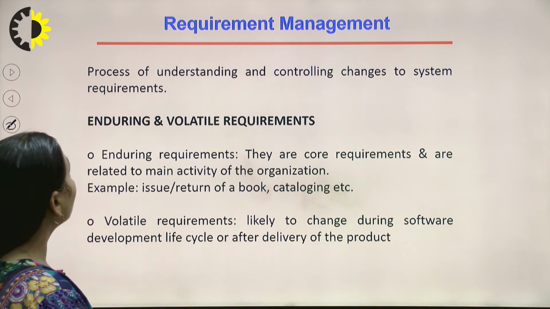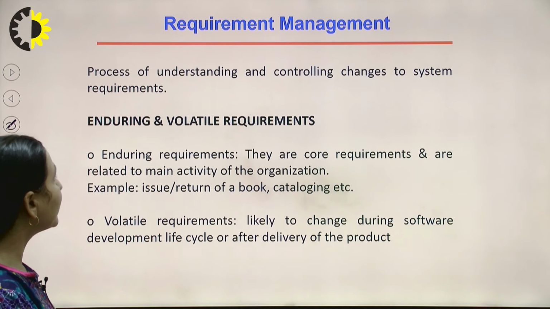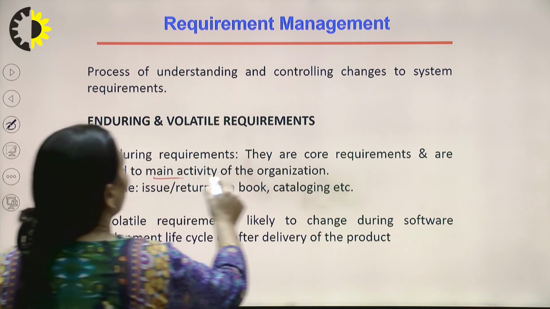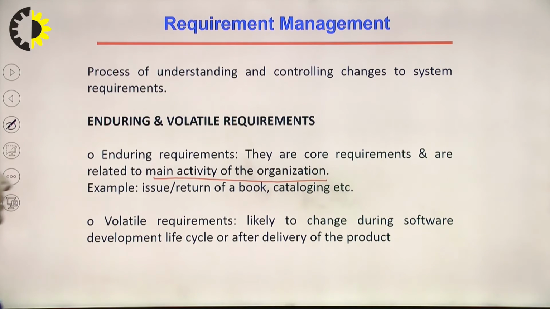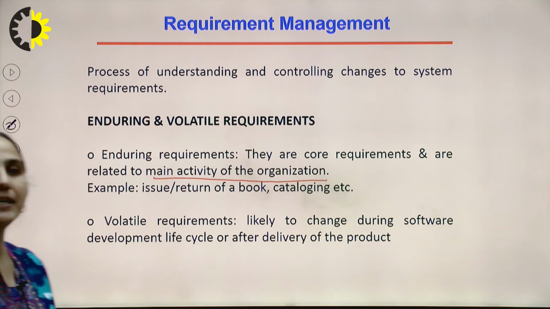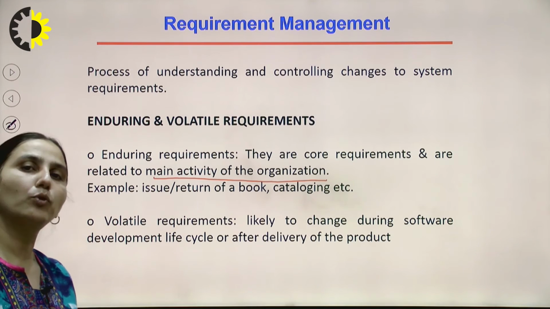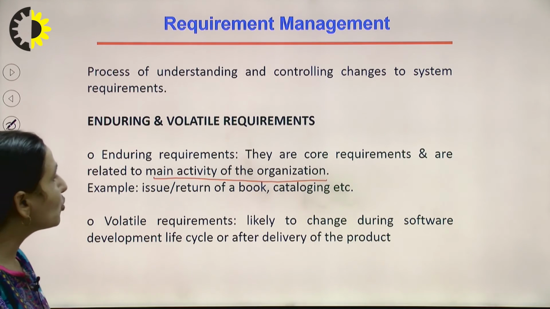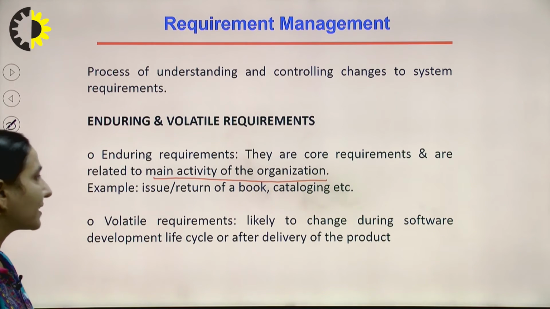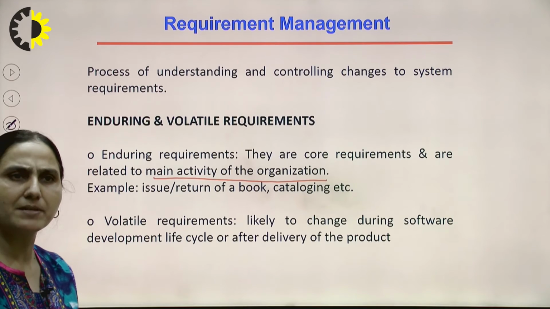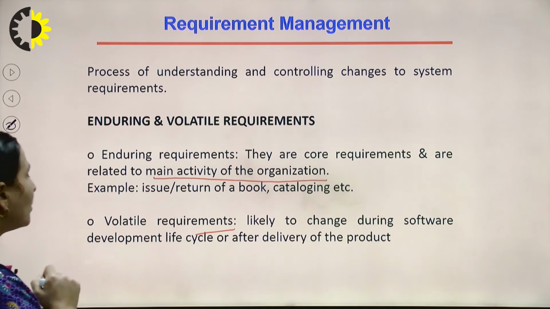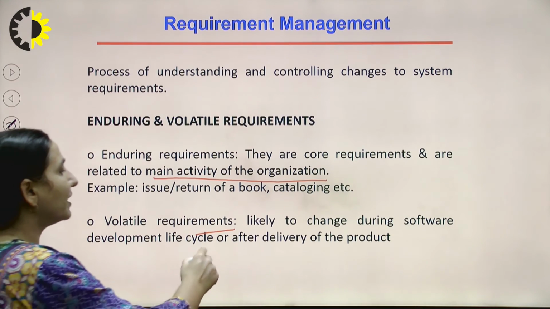Now, enduring and volatile requirements. Enduring requirements are the core requirements and are related to the main activity of the organization. So, they are the main requirements and they are related to the main activity of a particular organization. Examples are, say, issue, returning of the books, catalog, etc. If you are talking in terms of any library management system, these are the main activities. Volatile requirements are likely to change during the software development life cycle and after delivery of the product.